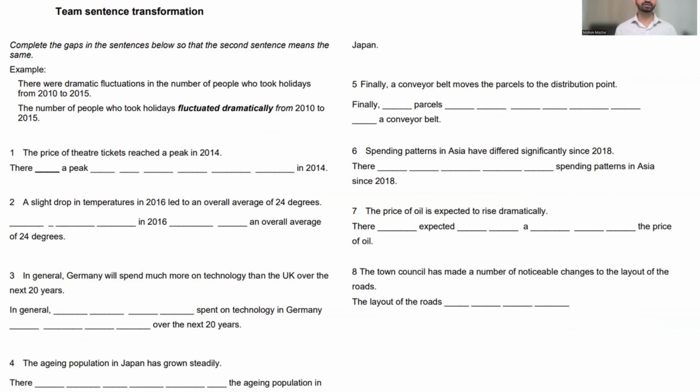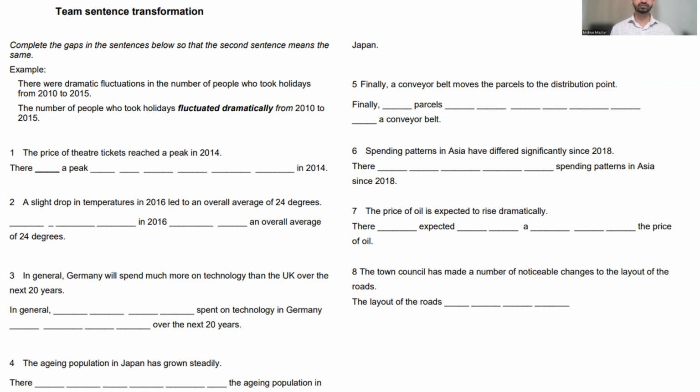The first example is there were dramatic fluctuations in the number of people who took holidays from 2010 to 2015. That is one, dramatic fluctuations. What is the structure here? What is the structure that we are using? There were dramatic fluctuations. This is adjective plus noun, okay? Dramatic fluctuations in the number of people who took holidays from 2010 to 2015.